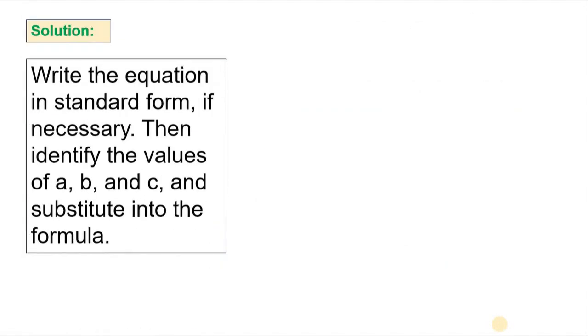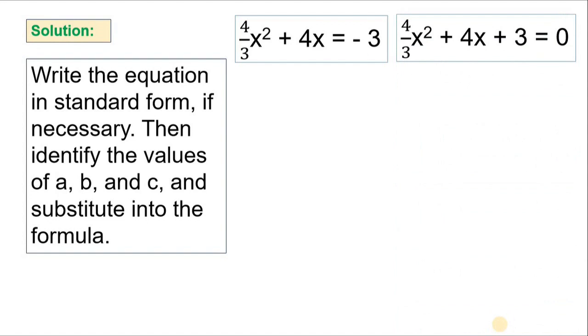Okay? Next, solution number 4. Our equation is 4/3 x squared plus 4x equals -3. Again, we need to write that equation in standard form. Then identify the values of a, b, and c. And then substitute the formula of sum and product of the roots. Our equation now is 4/3 x squared plus 4x plus 3 equals 0. Our A is 4/3, our B is 4, our C is 3.